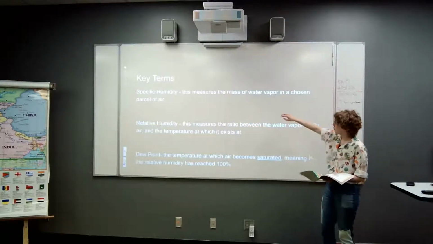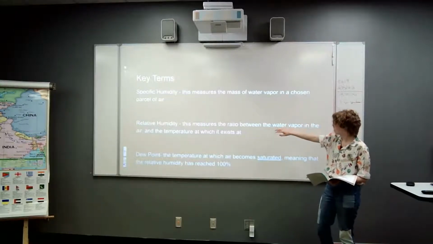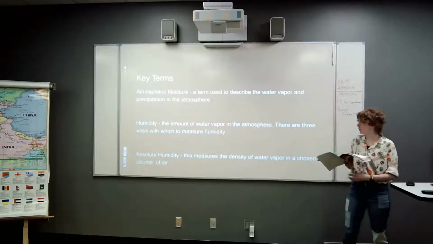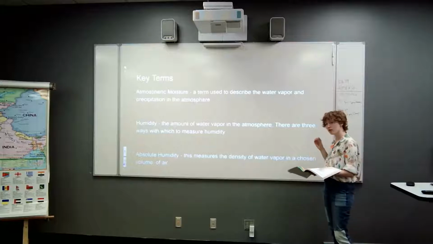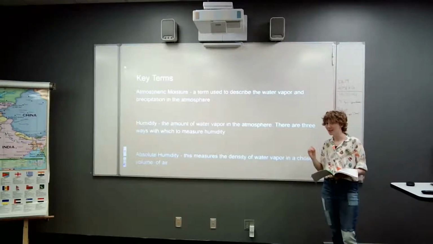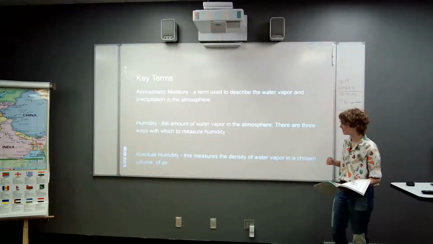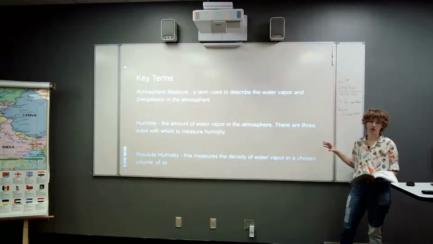Specific is the mass of water vapor in an area, relative is the ratio, and if we go back real quick, humidity in general is just the amount of water vapor, and water vapor is important because it causes rain, or precipitation, as we like to talk about in my class. And your absolute humidity refers to the density of water vapor in that chosen volume of air.